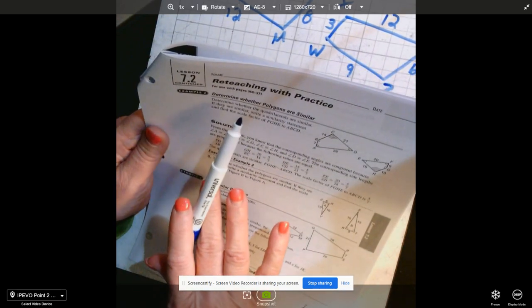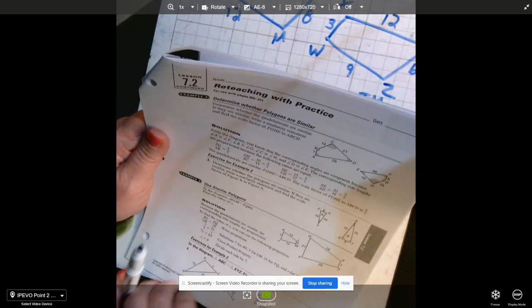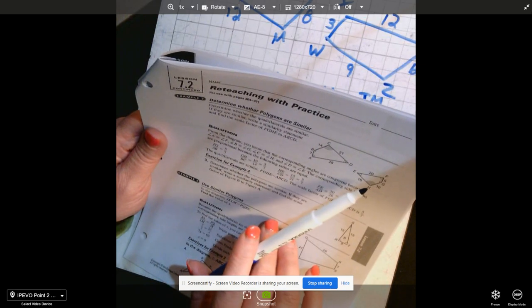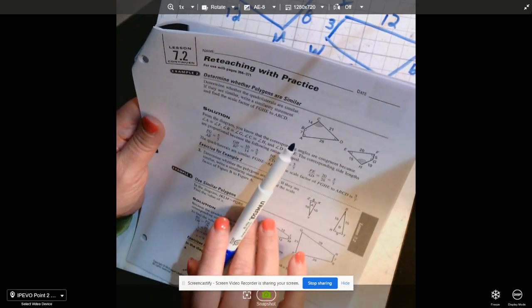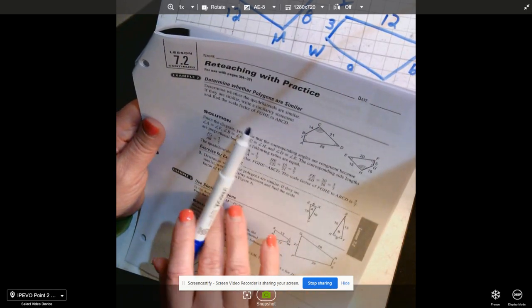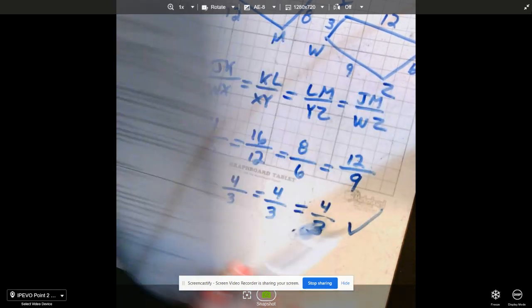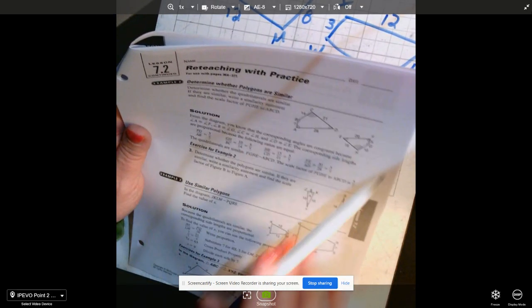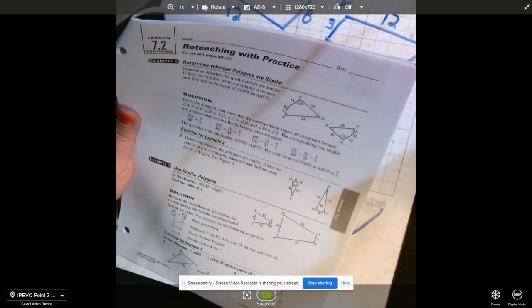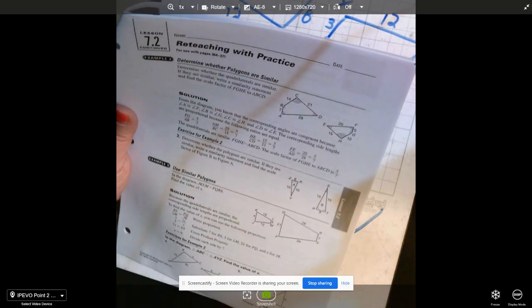Here it says, determine whether the polygons are similar. So again, on this one you're going to do exactly what we did. You're going to first write out your similarity statement. Then you're going to write down your proportionalities. You're going to write all of these down, put the sides in, and see if they all equal each other. So see if you can do that for number 3.